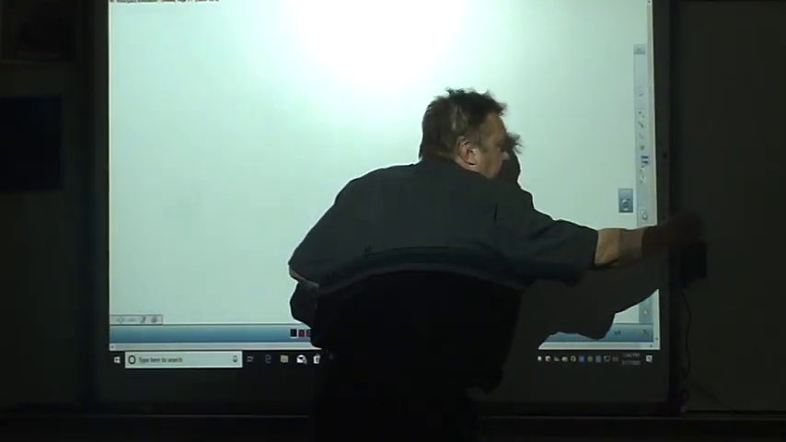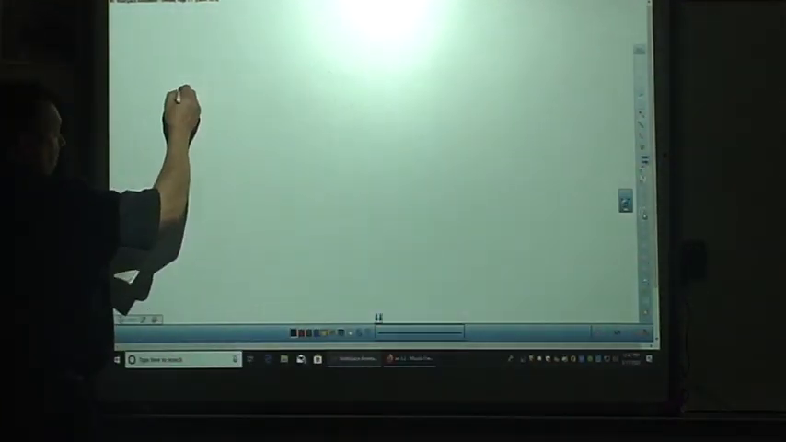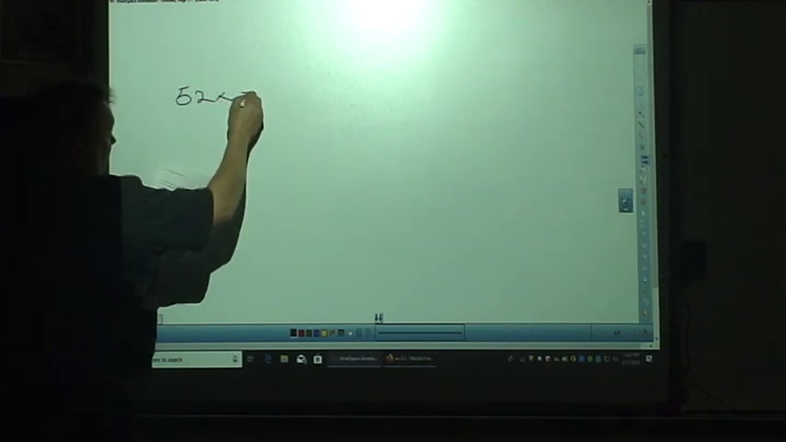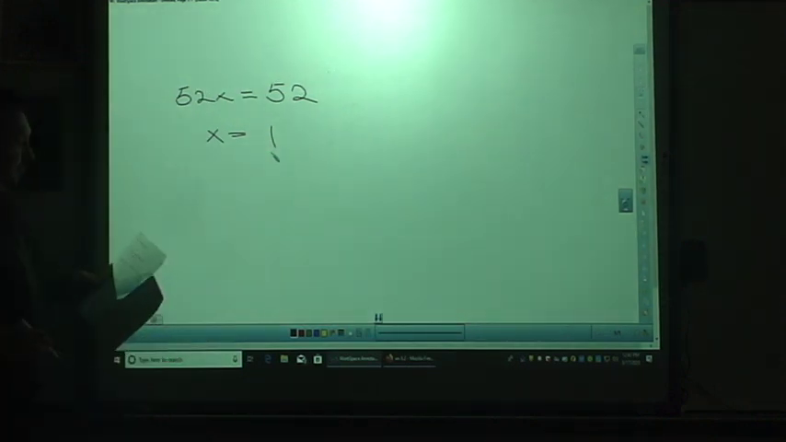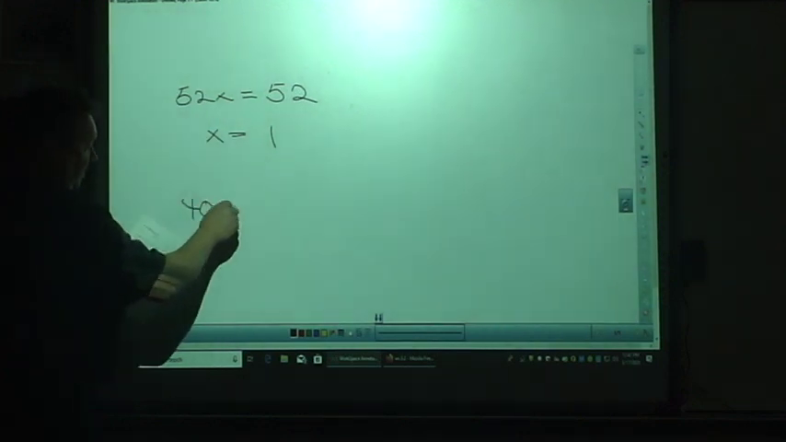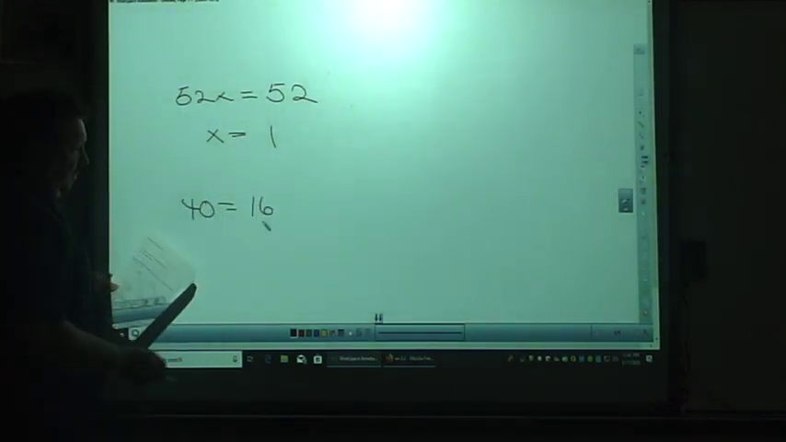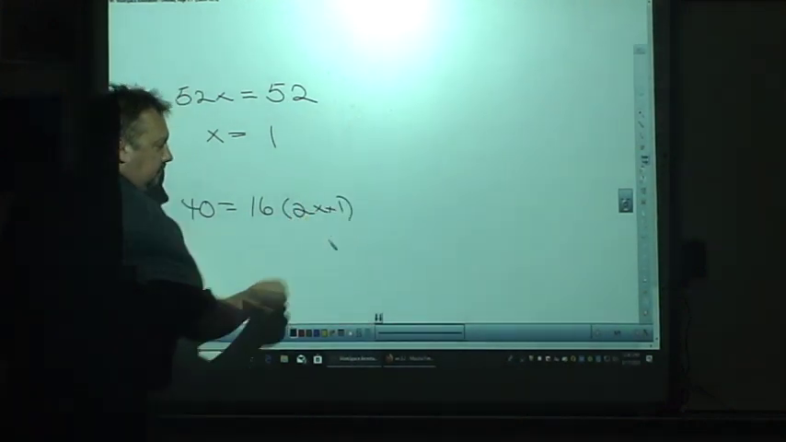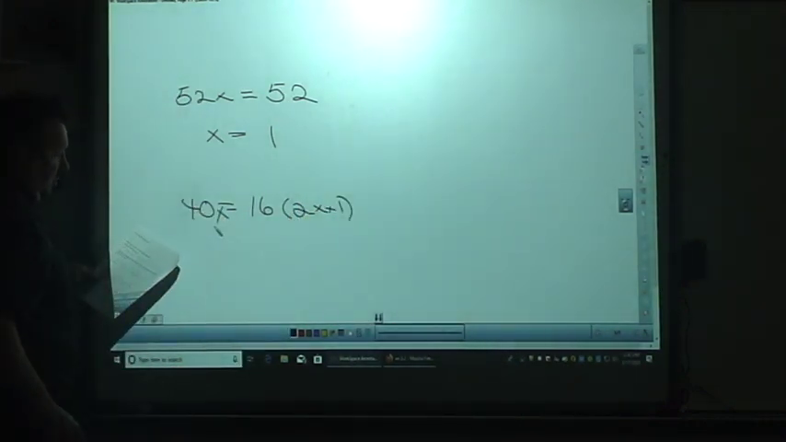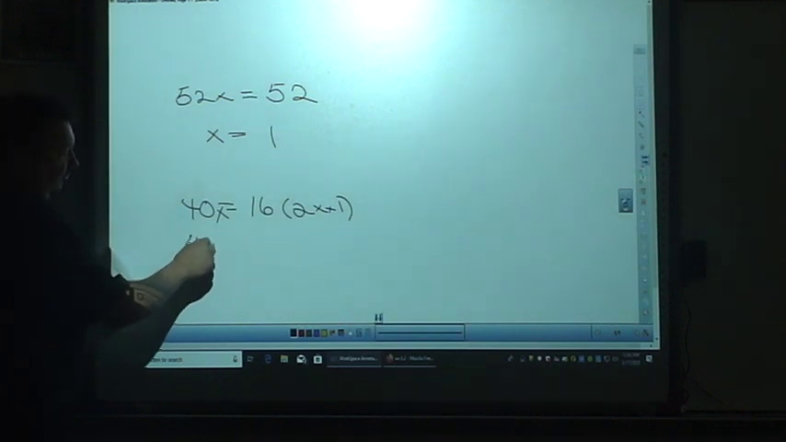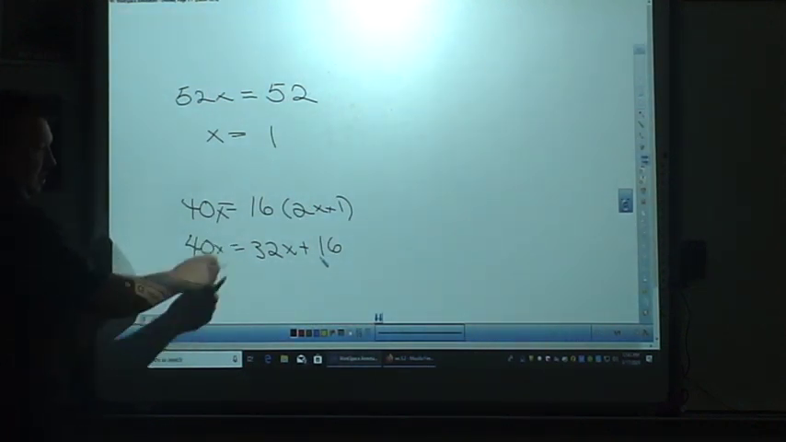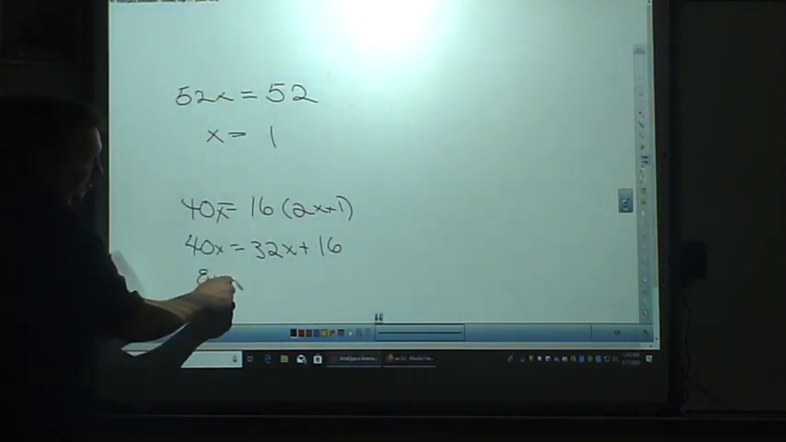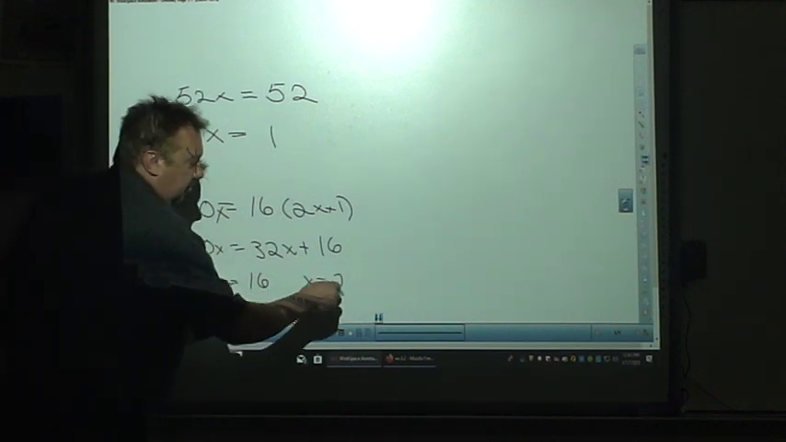When solving the proportions here, we will just be doing cross multiplying. So here we start out with 52x is going to be equal to 52, and we get x equals 1. For the next one, we're going to have 40x equals 16 times 2x plus 1, which will give us 40x equals 32x plus 16. Take away the 32x, we get 8x equals 16, so that x equals 2.